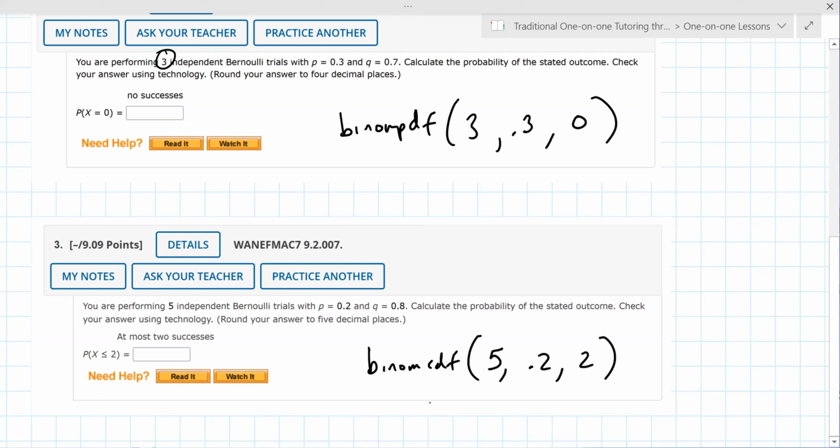Okay, so binomial CDF, there's 5 trials. P is 0.2, and then the X value is 2. Yes. I get 0.942 and it tells me I'm wrong because I have to probably round the 0 to a 1. It says 5 decimal places on this one, on number 3. And there's the reason. It's always something small. Yeah, there we go. Okay, so number 4 is a PDF, 5 is a CDF.